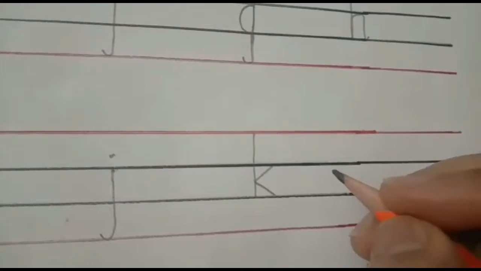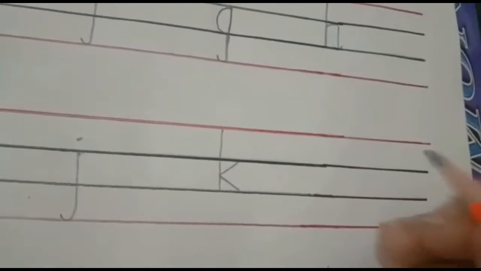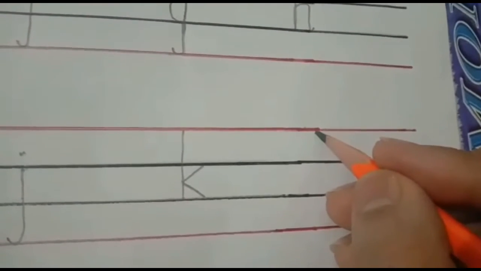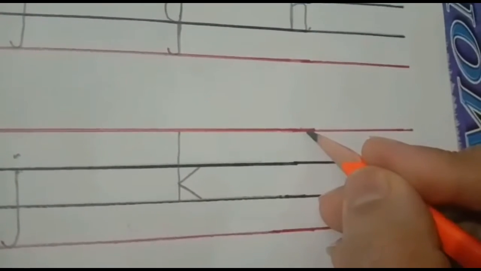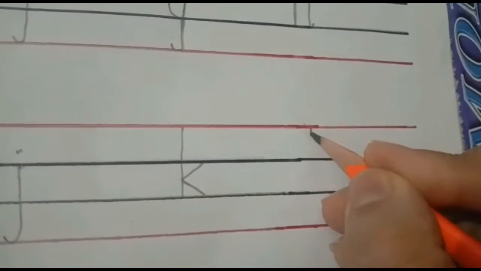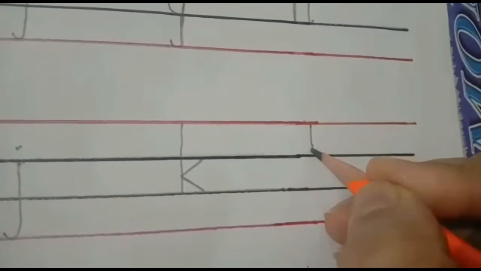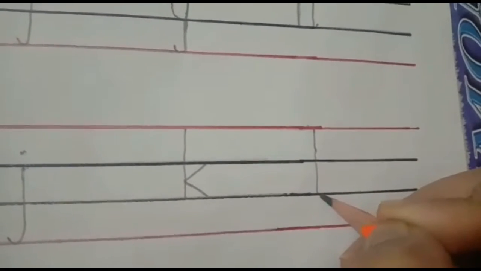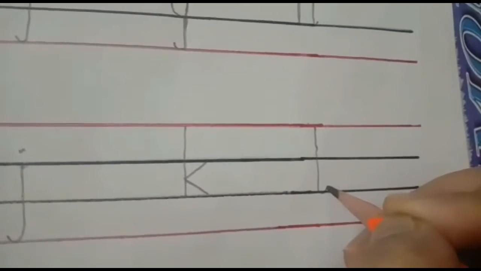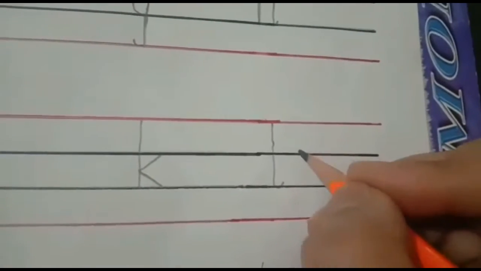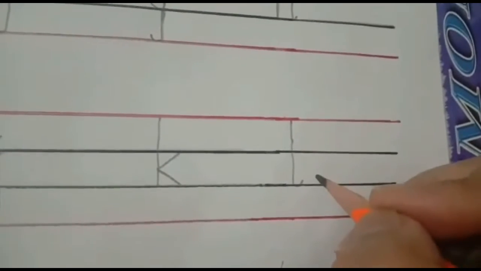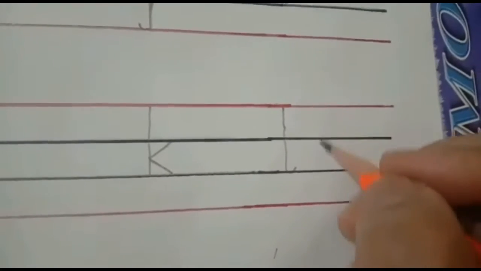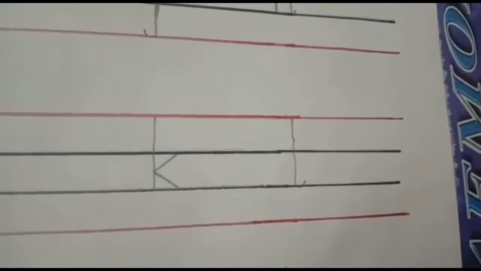K, K, K, K. Okay, now what comes after letter K? Yes, letter L. For small l, I will start from the top line. Now come down, make a straight line and touch the base line, and here I will make a little tail with it. Yes, it should be in upper 3 lines. This is small l and the sound of this letter is L, L, L.